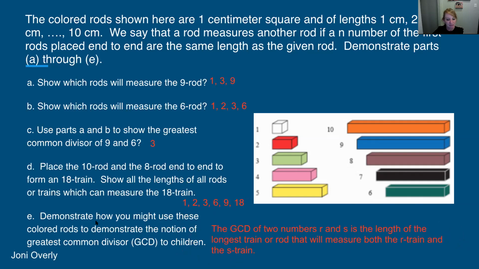And finally, demonstrate how you might use these colored rods to demonstrate the notion of the greatest common divisor to children. The greatest common divisor of two numbers R and S is the length of the longest train or rod that will measure both the R train and the S train. All right.